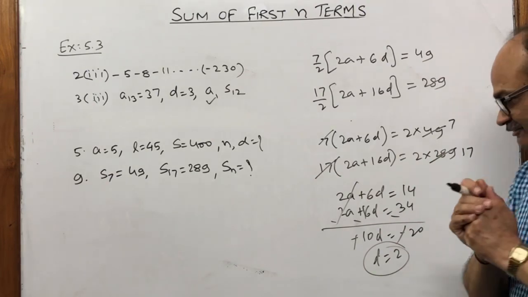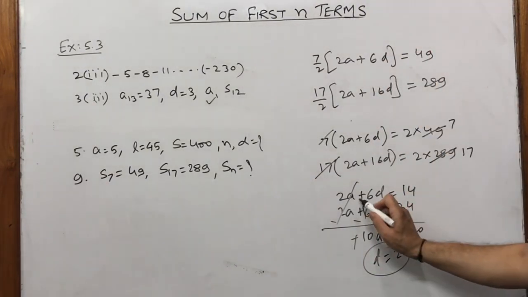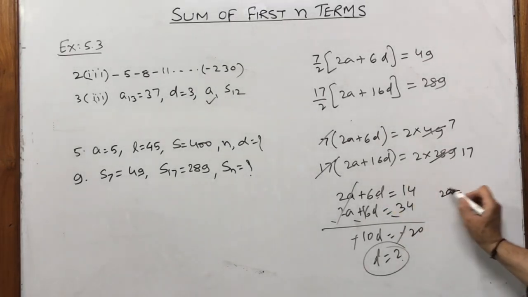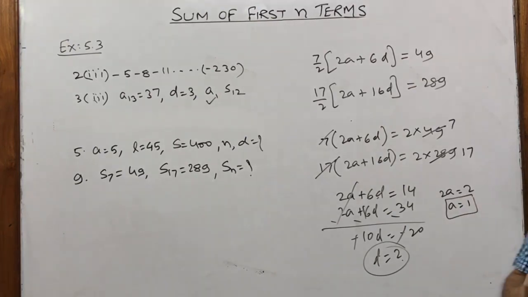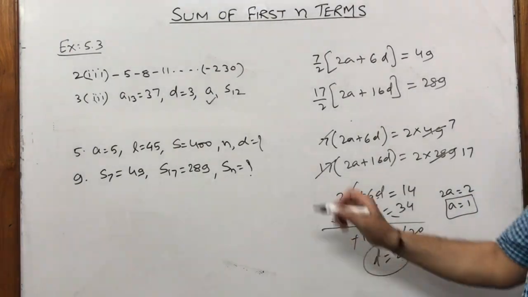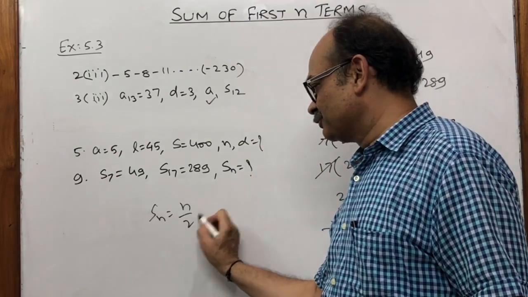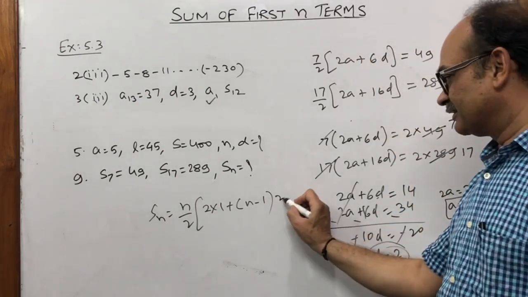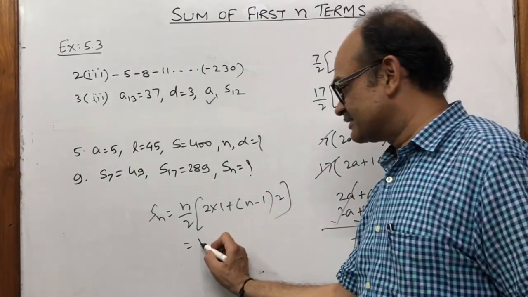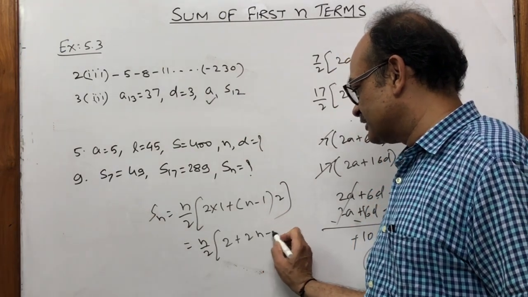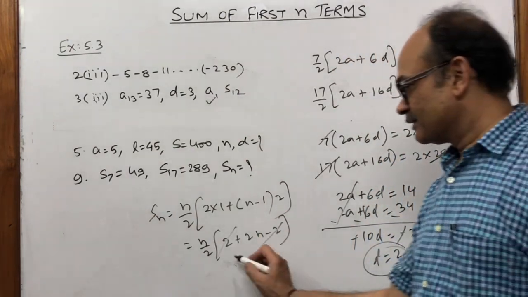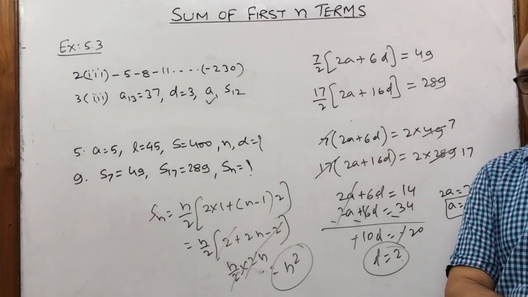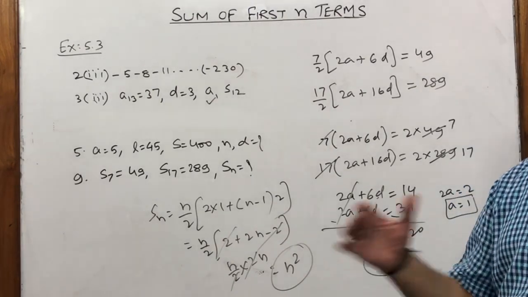When you know the value of d equals 2, substitute in any one of the equations and get the answer. So I'll substitute d equals 2 here. 6 into 2 is 12, 2a equals 14 minus 12, so a equals 1. a equals 1, d equals 2. Sn formula: n by 2 into 2a plus n minus 1 into d. So the final answer is n by 2 into 2 plus 2n minus 2, the 2s cancel out, n by 2 into 2n, that is only n square. Answer: the sum of n terms equals n square.